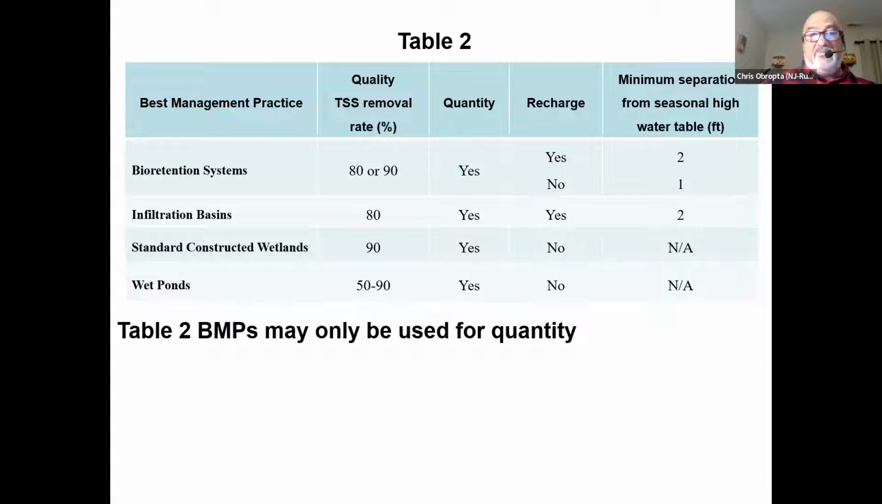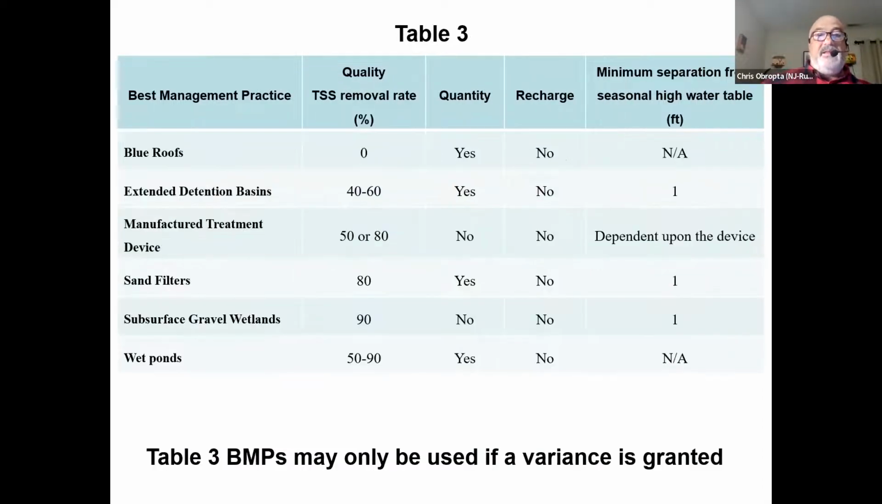Okay, table 2 is really for quantity purposes, and really has some of these bigger systems in here. The bioretention system does a great job for quantity. Infiltration basins, standard constructed wetlands and wet ponds. So these are systems that may be used only for quantity. And then table 3 is other systems that you can use if you get a variance. So that's kind of what's shown in here.